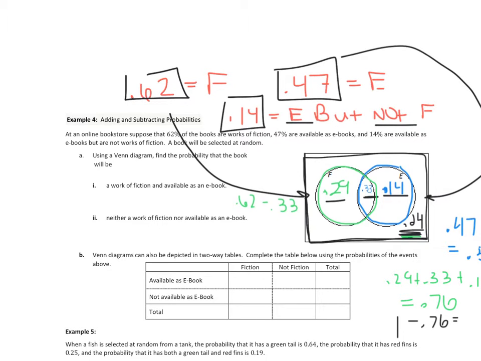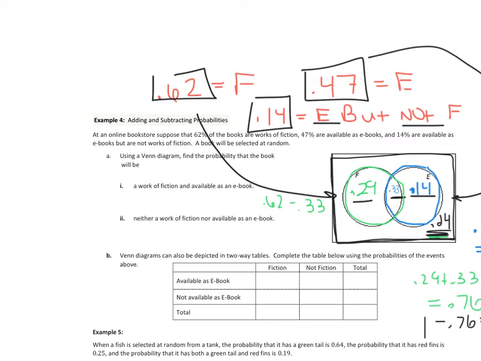The first question says, find the probability that a book will be a work of fiction and an ebook. That's the intersection. That's the both. Remember, this is the symbol for and. Okay, so that's actually right here. That is your and, the overlap. So we're going to write 0.33 as our answer.